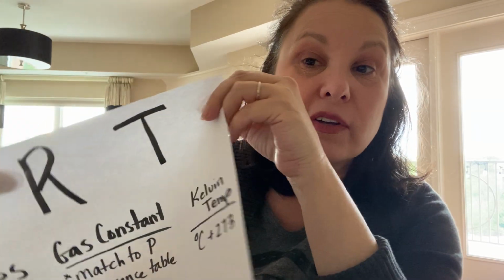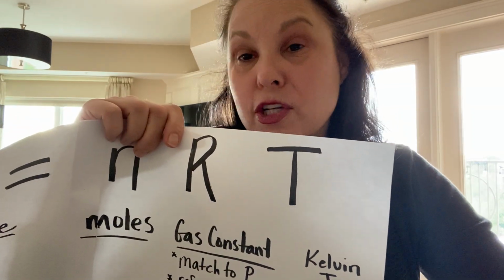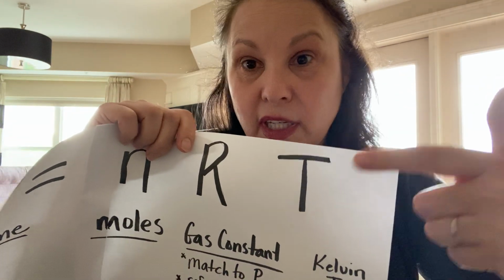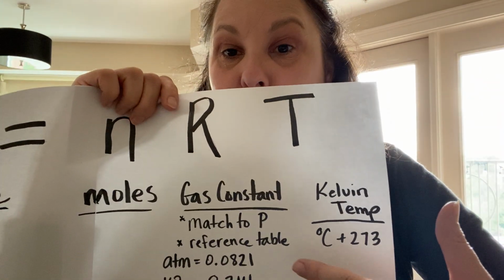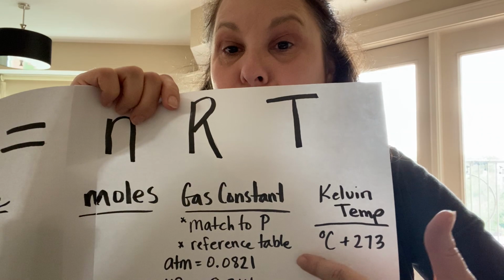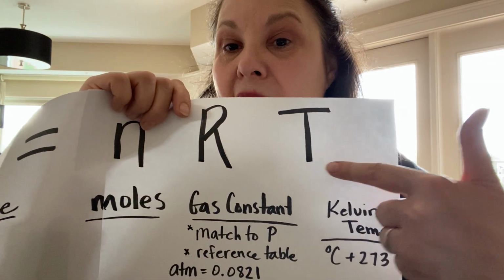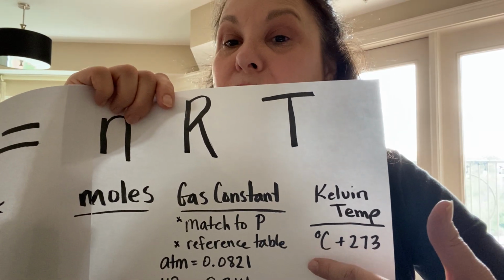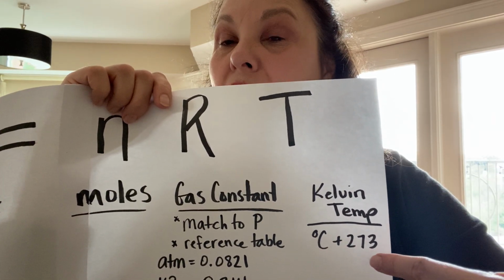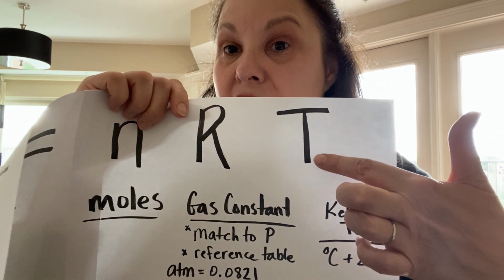Okay? So that means that if I tell you that the gas is 25 degrees Celsius, you cannot plug in 25 in this spot. Instead, you must convert it to Kelvin and plug that Kelvin number in to do the math. So how do you change the degrees Celsius to Kelvin? You simply take that number and add 273 to it, and that will change it into Kelvin.